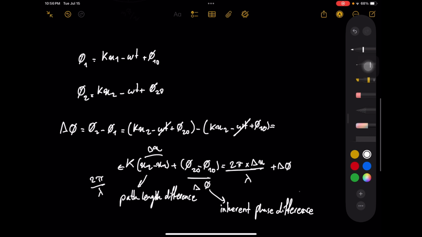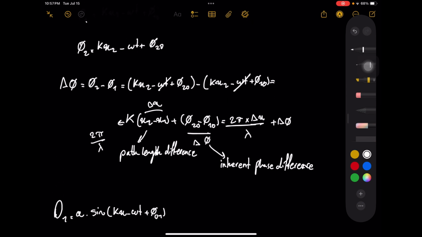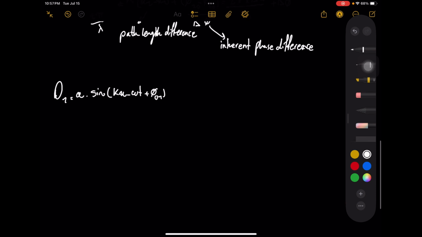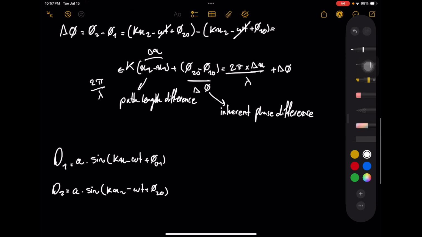Notice that the formula for a sine wave is, for example, d equals a sine of kx minus omega t plus phi0. Before we add them up, let me just explain this. For example, d is the displacement of the medium, and this one is d1, and d2 is a sine of kx2 minus omega t plus phi20. So now these are the displacement equations of our two waves, where phases phi1 and phi2 were defined in the equation that we had right here.